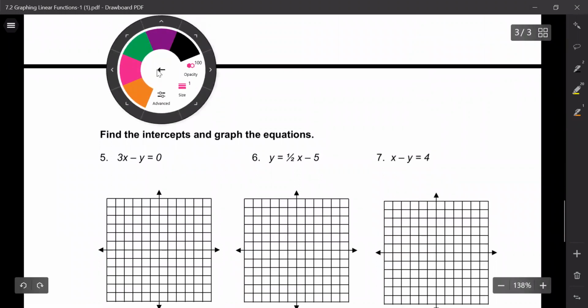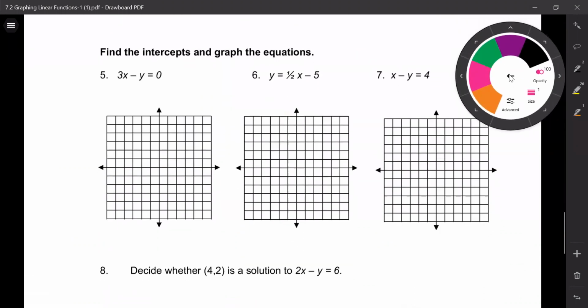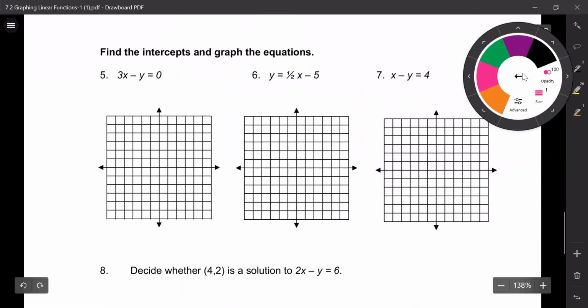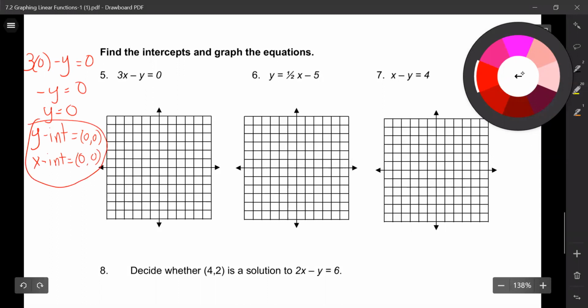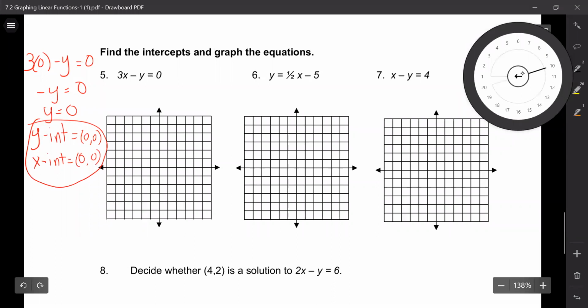Okay. Same thing, find the intercept and graph the equation. So let's plug in 0 for x. 3 times 0 minus y equals 0. So -y equals 0. So y equals 0. So your y-intercept would be 0, which means your x-intercept is also 0. So that means you need to find another point to be able to make the line.